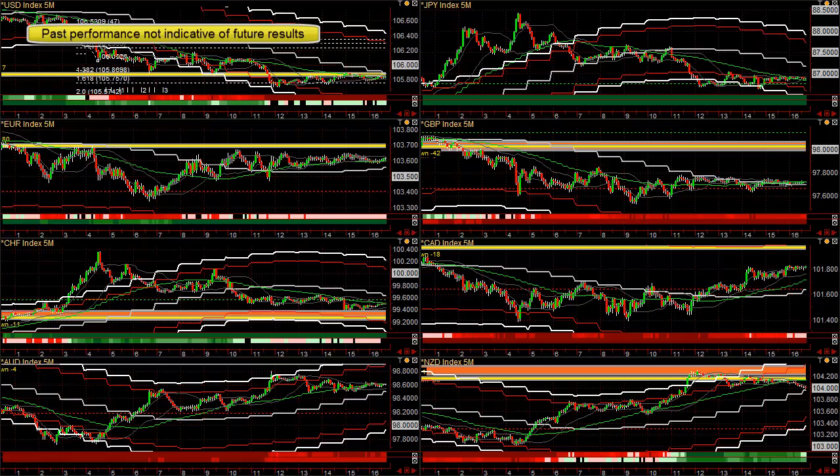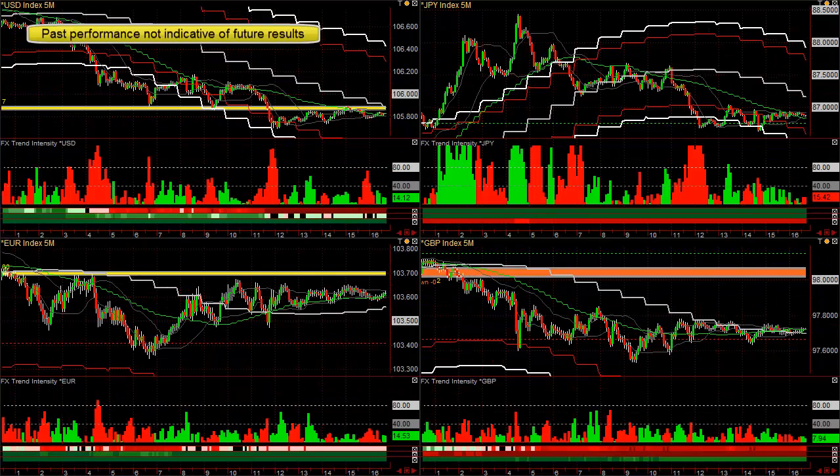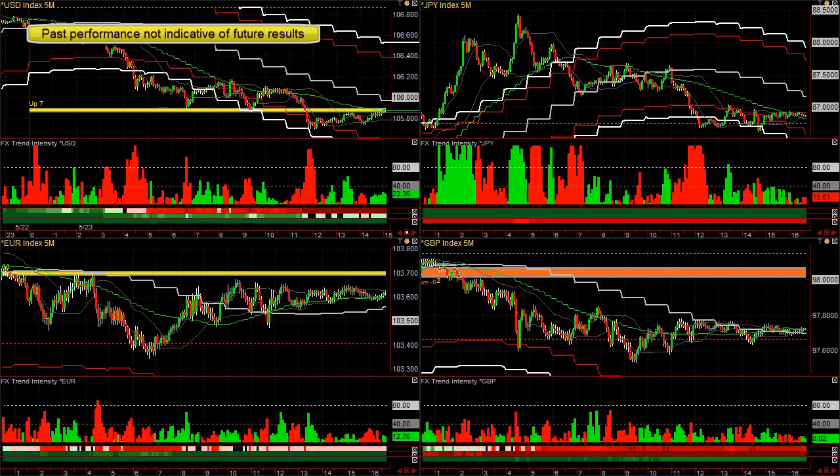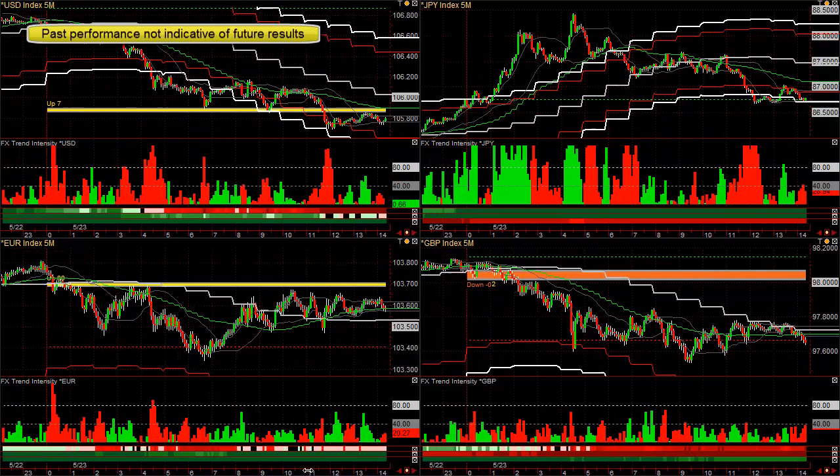So you want to use this to basically find the strongest currencies and buy them versus a weak one, and sell the weakest ones versus the strong, and vice versa. It's that simple. Most people trade the euro, pound, dollar, and yen pairs. So we'll look at it in terms of this.